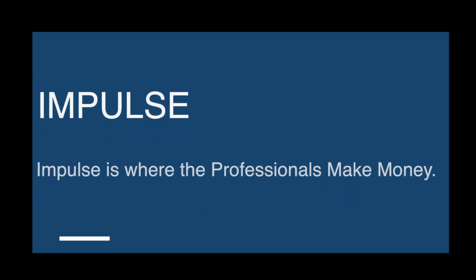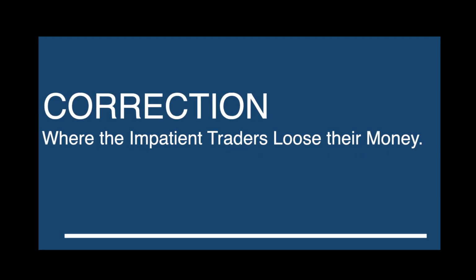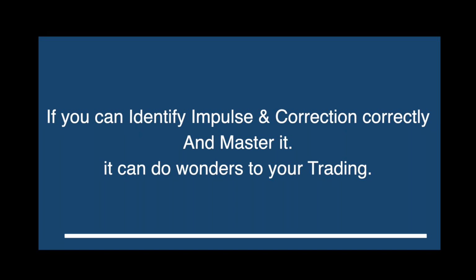It is said the impulse is where the professionals make money and correction is where the impatient traders lose their money. If you can identify impulse and correction correctly and master it, it can do wonders to your trading.